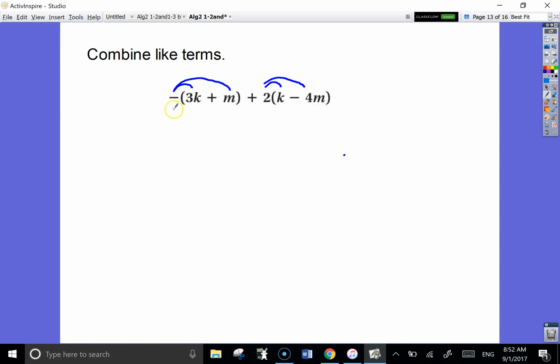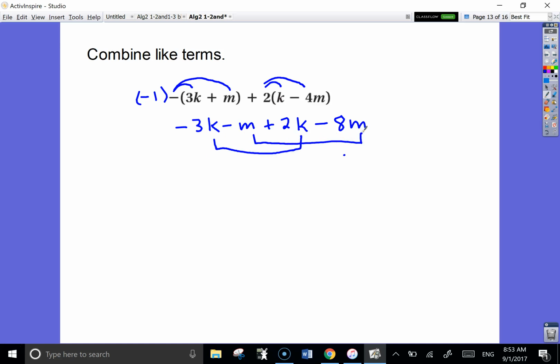So you could think of it like a -1 times. So this is going to be negative 3k minus m plus 2k minus 8m. Okay, next, we need to combine like terms, right? Which are the like terms in that expression? And the answer is negative 3k plus 2k, negative m minus 8m.